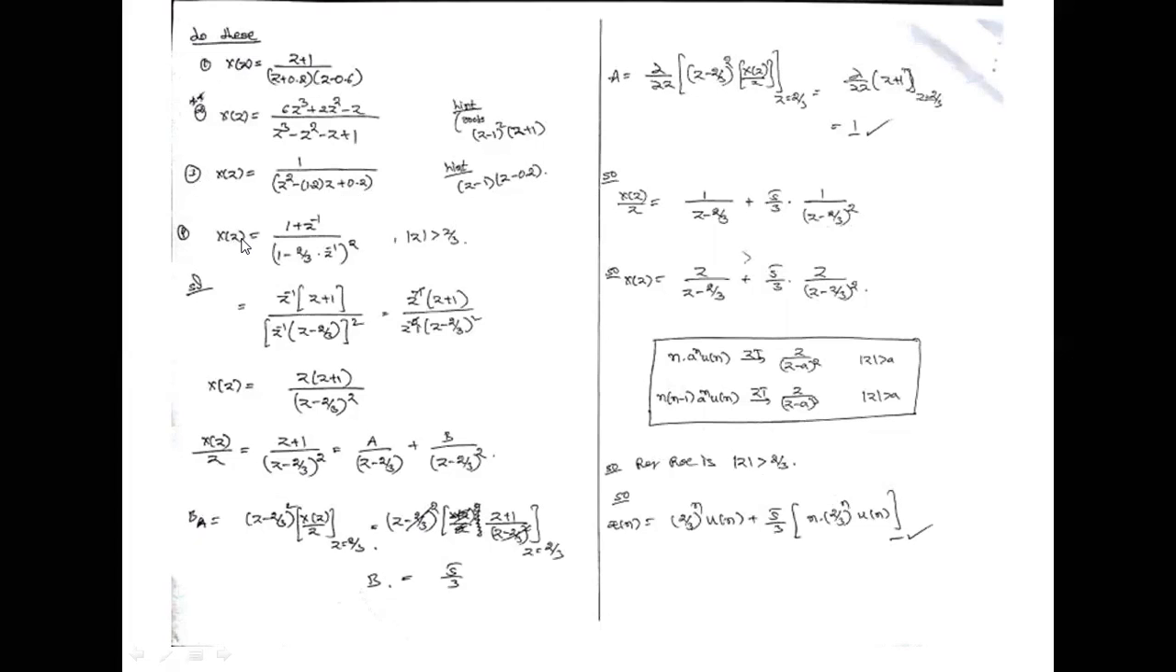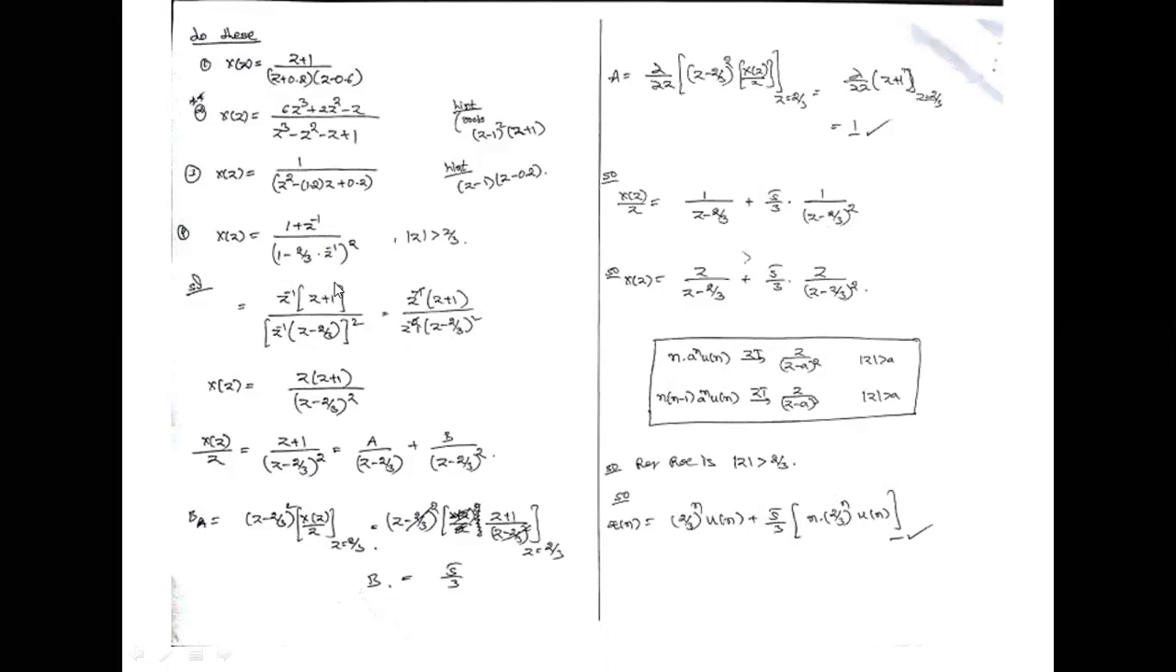And another example, you can take X of z is equal to 1 plus z inverse by 1 minus 2 by 3 z inverse whole square. So from here, in the numerator, you take z inverse as common, 1 by z inverse, it becomes z plus 1. And in this also, you can take z inverse as common.